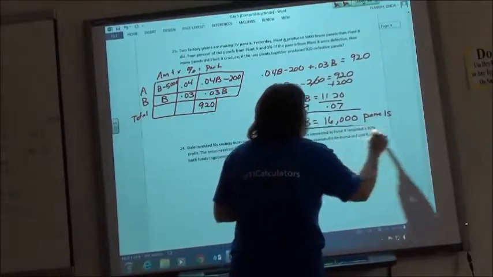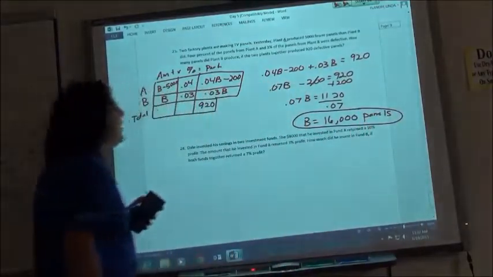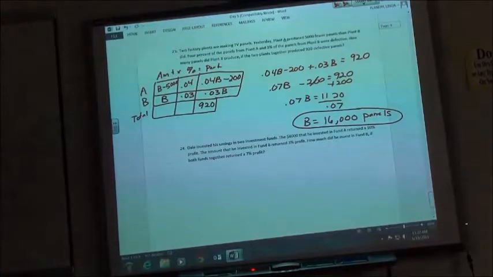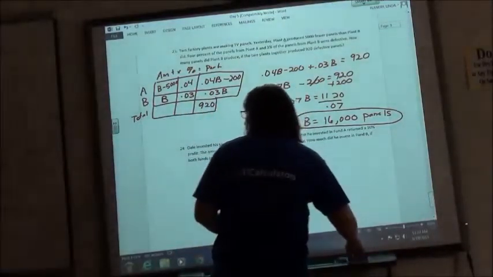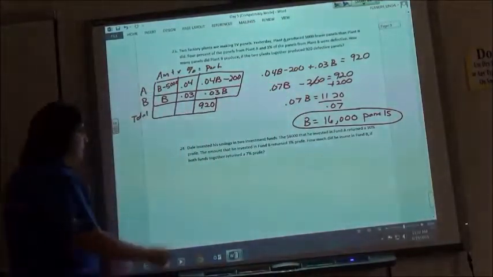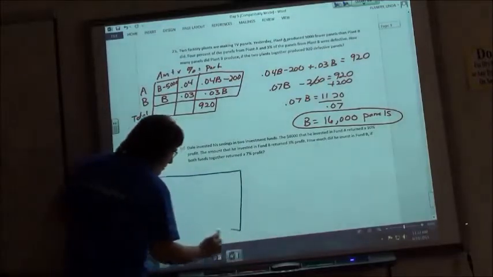They produced 16,000 panels, and only 3% of them were defective, but 16,000 is the total number of panels that they had, not the number of defective panels. So if it seems kind of big, it should be. 24, same kind of thing.